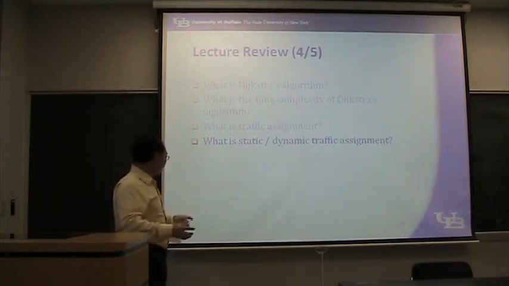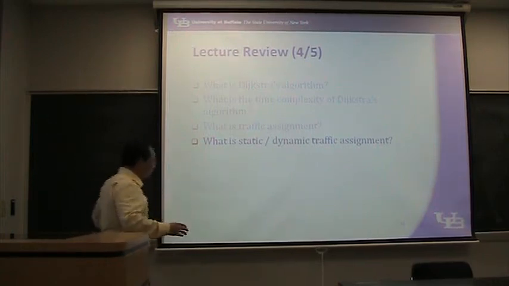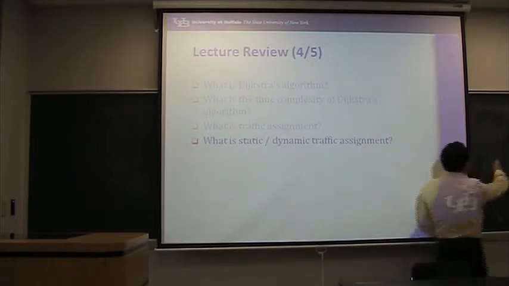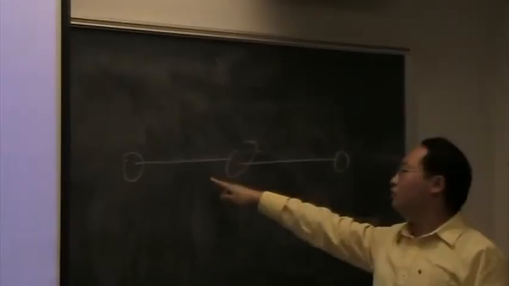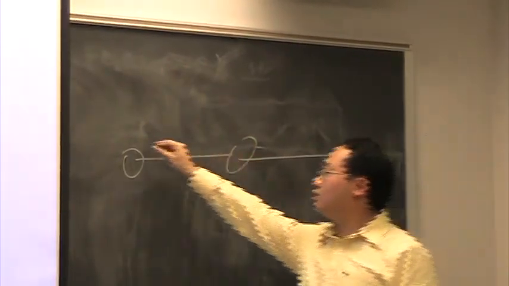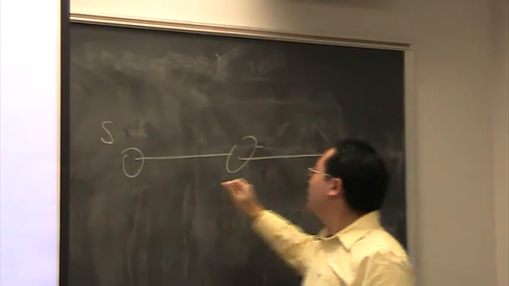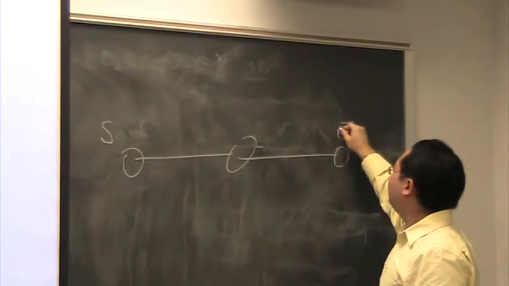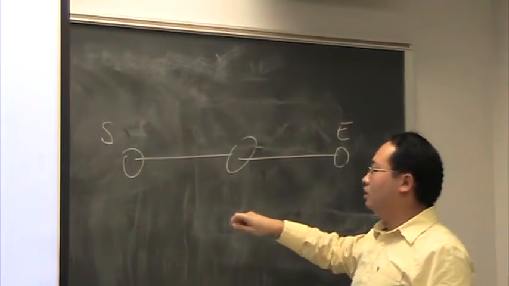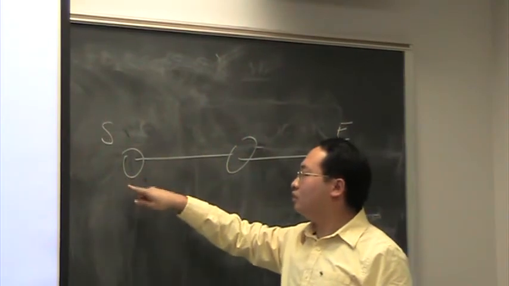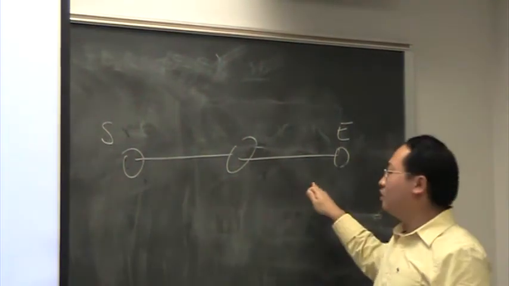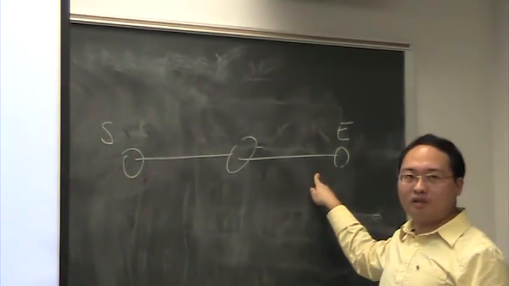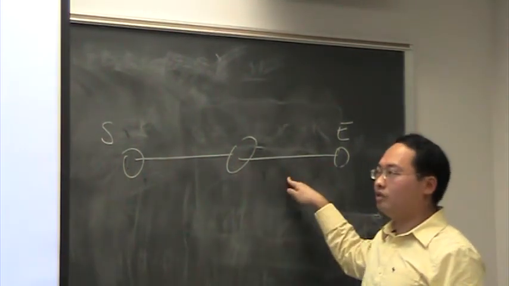Or at least you have paths consisting of several links. Sorry. So let's assume we have a path consisting of two links, and here we have a start time, and here we have an end time. If you assume that between the start time and the end time, the whole path is occupied by a traveler, this is static traffic assignment.